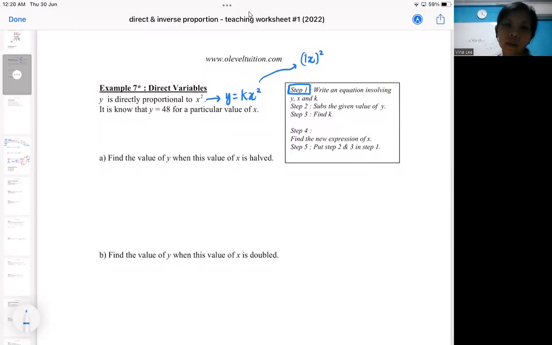Step 2, the second sentence gave us y equal to 48 for a particular value of x. That means we do not know the particular value of x, but we do know that it's equivalent to y is equal to 48. And you're not expected to find that particular value of x.